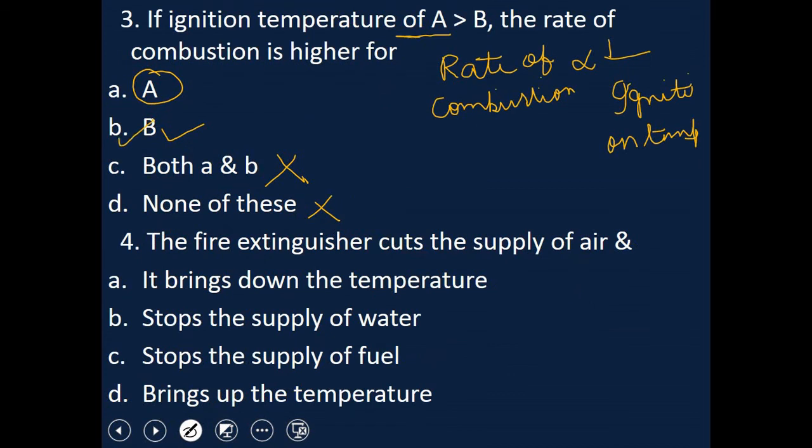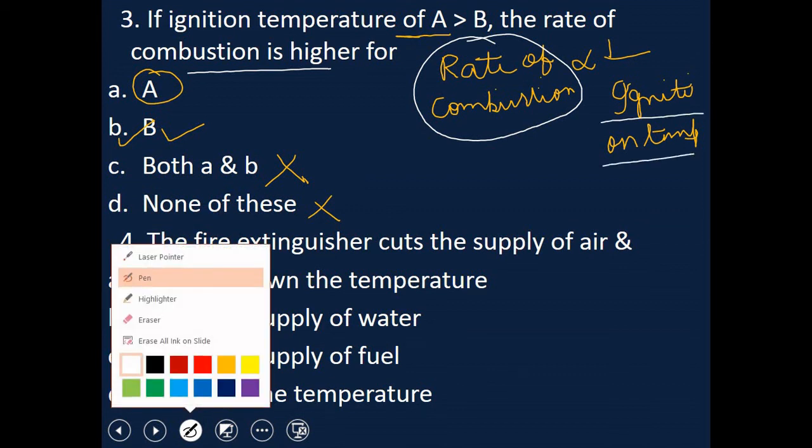One point I want you to always keep in your mind, I have written here rate of combustion because in the question they were asking rate of combustion. So always learn this point that rate of combustion is inversely proportional to ignition temperature. Then I want to discuss the next question.